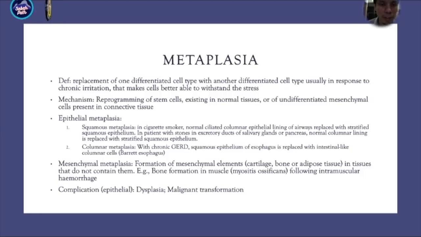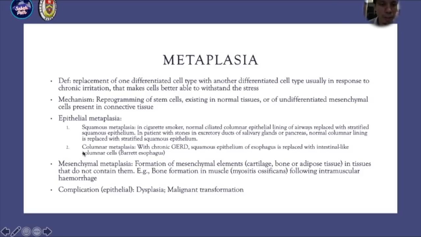Squamous metaplasia also occurs in patients with stone in the excretory duct of the salivary gland or pancreas, where the normal columnar lining epithelium is replaced by stratified squamous epithelium. Epithelial metaplasia also can be columnar metaplasia. For example, in Barrett esophagus, the patient, usually a chronic gastroesophageal reflux disease patient, the squamous epithelium of the esophagus is replaced with intestinal-like columnar cells. If this is present, we call it Barrett esophagus.